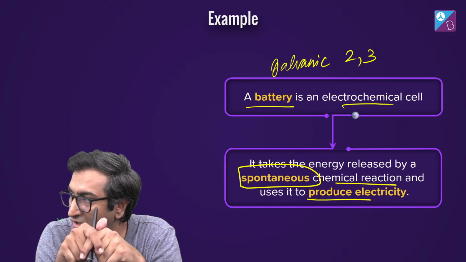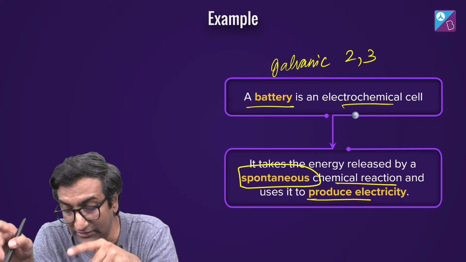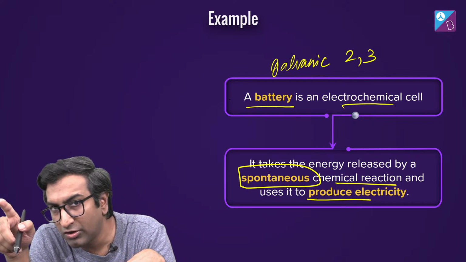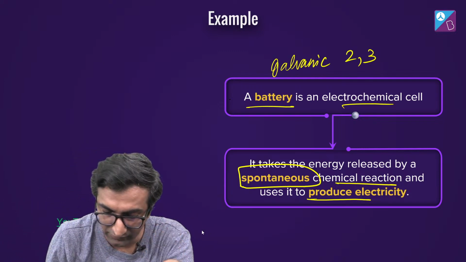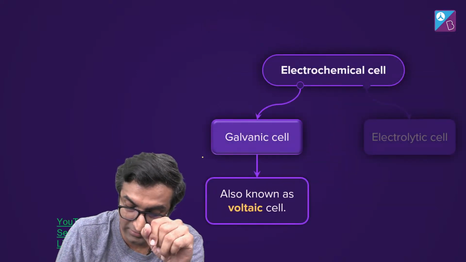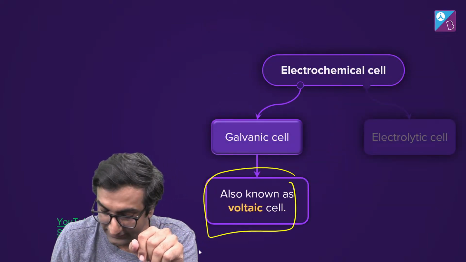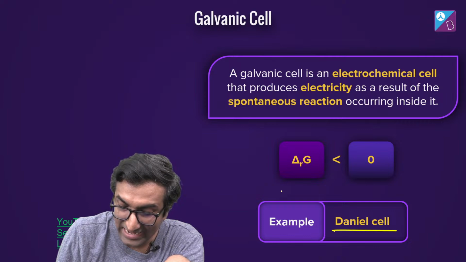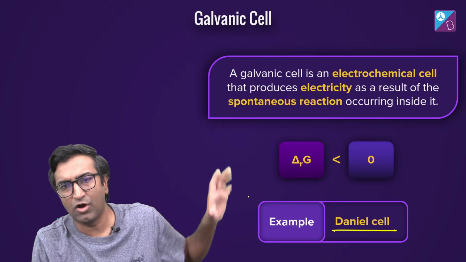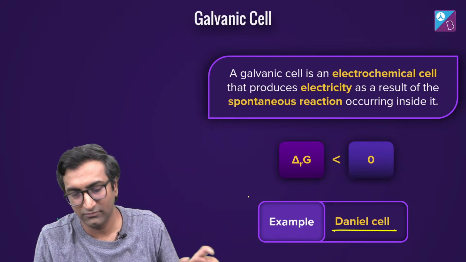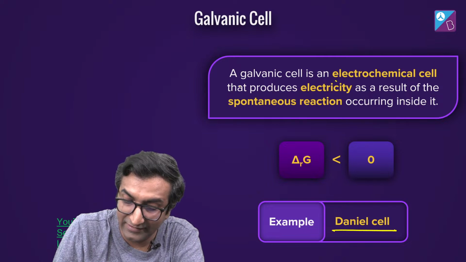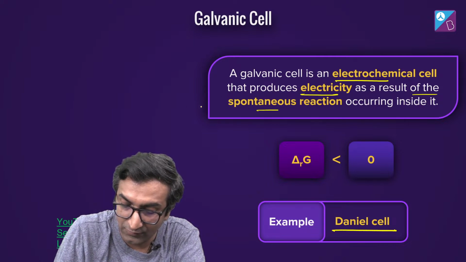Oh, so the other way around will be non-spontaneous? Yeah, we'll talk about that as well. First we talk about the galvanic cell, okay? This is also known as a voltaic cell. Here is an example, a Daniell cell, where there are zinc and copper electrodes. What is an electrode? We'll talk about that as well. A galvanic cell is an electrochemical cell that produces electricity as a result of a spontaneous reaction.